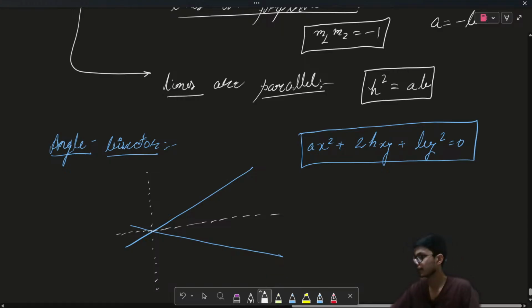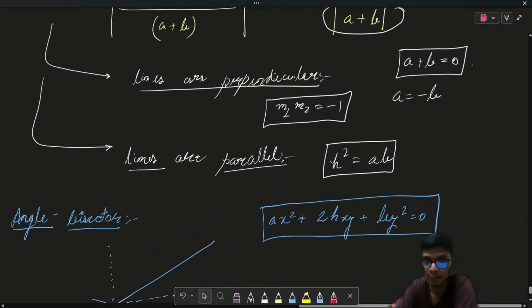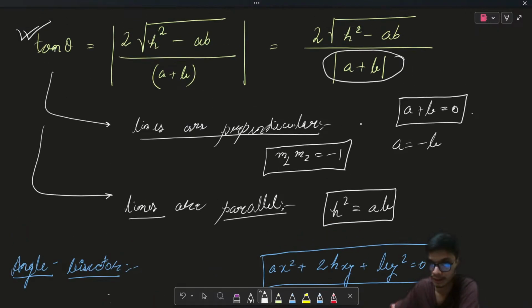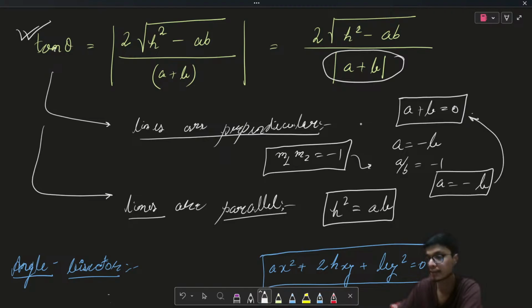Pittu Chenna Reddy, m1 m2 equal to minus of 1. Yes, m1 m2 is equal to minus of 1 is for the perpendicular lines, right? We have already seen this. So m1 into m2 is equal to minus of 1. From here also we can obtain the condition, that is a upon b is equal to minus of 1, right? So that is also a is equal to minus of b. That means a plus b is equal to 0. The same thing, right? Is this clear? Is this part clear to you now? Any questions? Is this part clear?